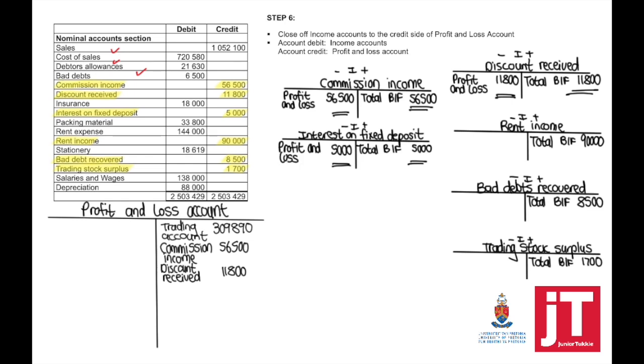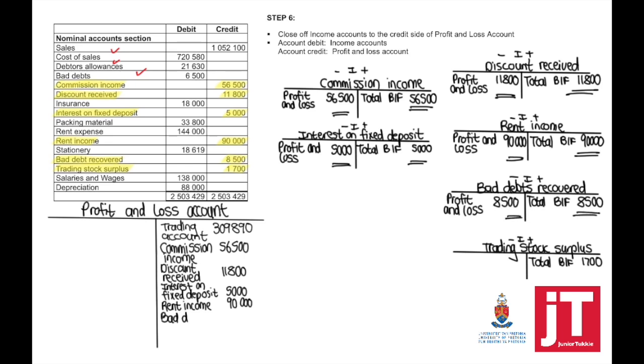Interest on the fixed deposit is debited, account credited, profit and loss account. Rent income is debited, profit and loss account credited. Bad debts recovered, debited, account credited, profit and loss account. Trading stock surplus, debited, account credited, profit and loss account. So you can basically study this. All income accounts will be debited, which means account credited, the profit and loss account.